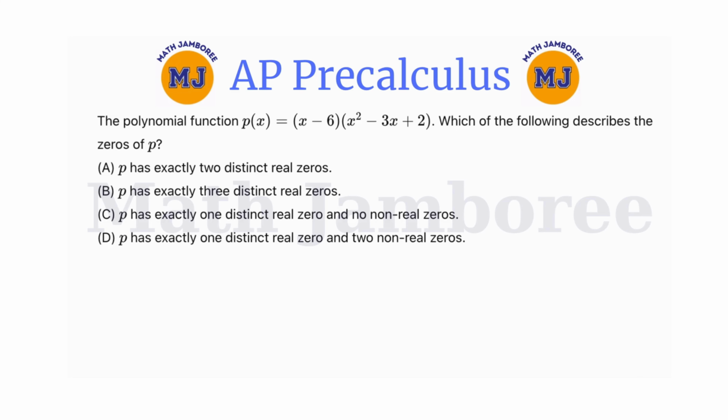A. p has exactly 2 distinct zeros. B. p has exactly 3 distinct zeros. C. p has exactly 1 distinct zero and no non-real zeros. And D. p has exactly 1 distinct zero and 2 non-real zeros.